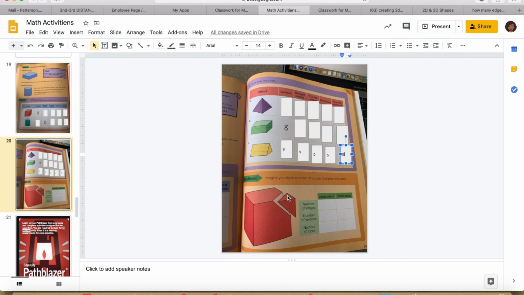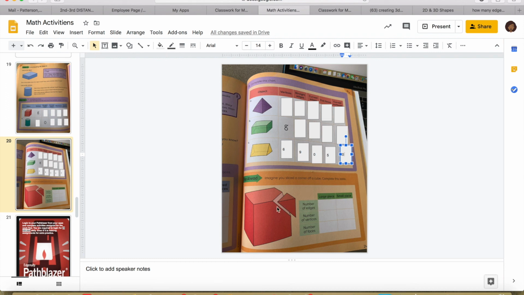Okay, so let's look at the bottom. It says, imagine you sliced a corner off a cube. Complete this table. So it doesn't want to know about the cube. It wants to know about the side of the cube that you sliced off. So you have to look. Oh, so I guess it wants you to, so that's my bad. You have to look at the large piece and the small piece.